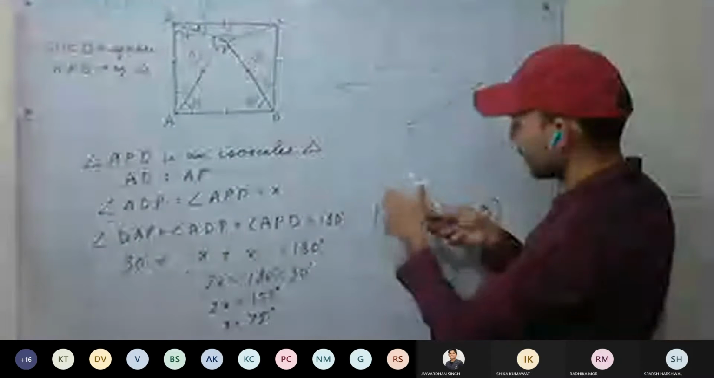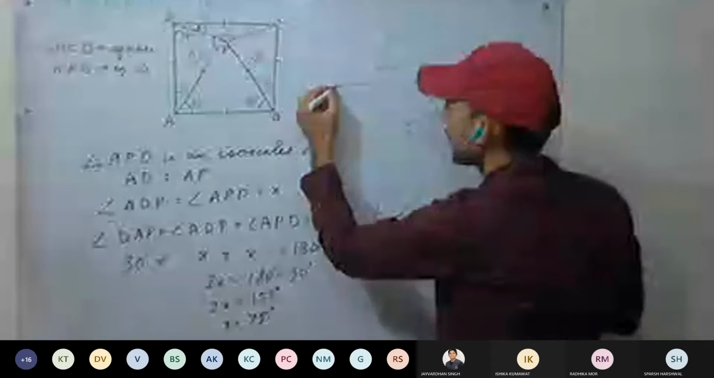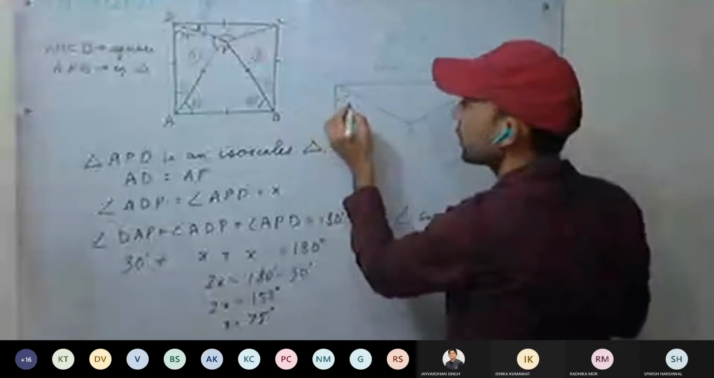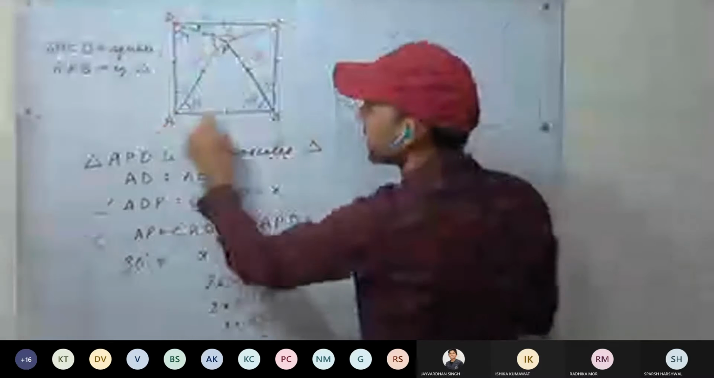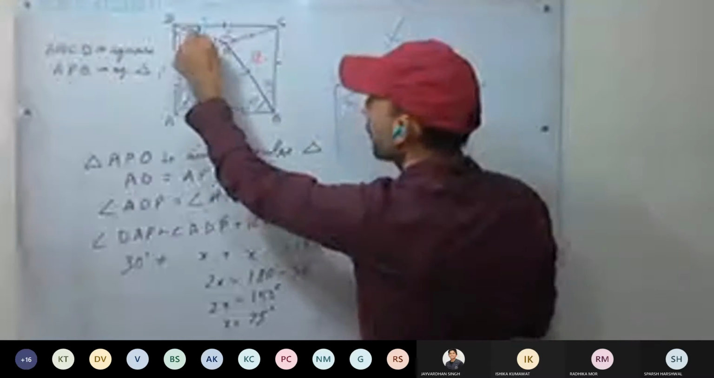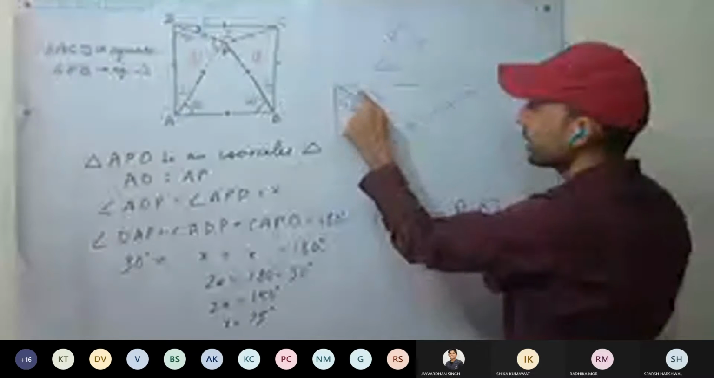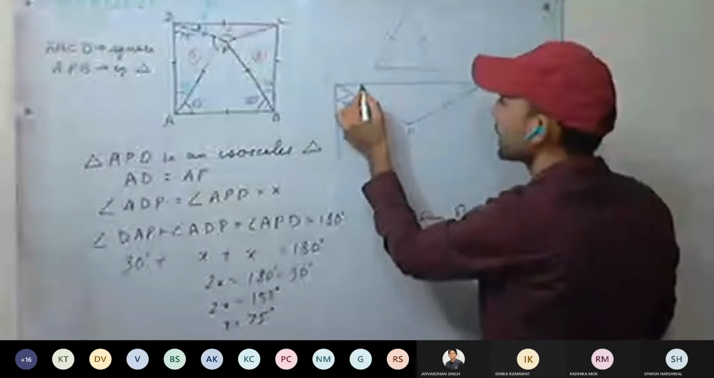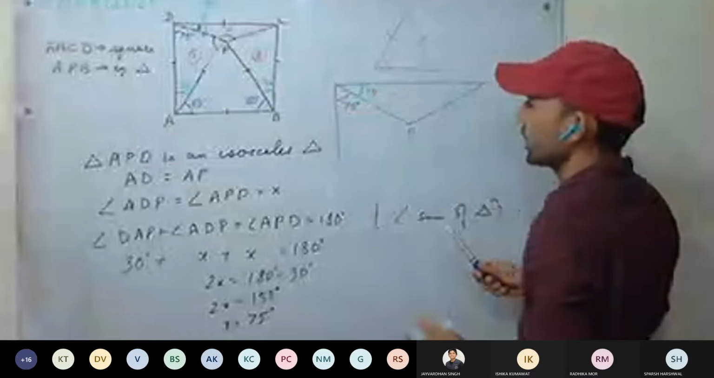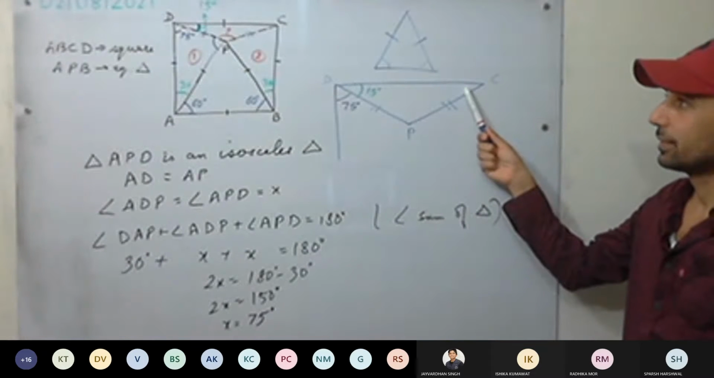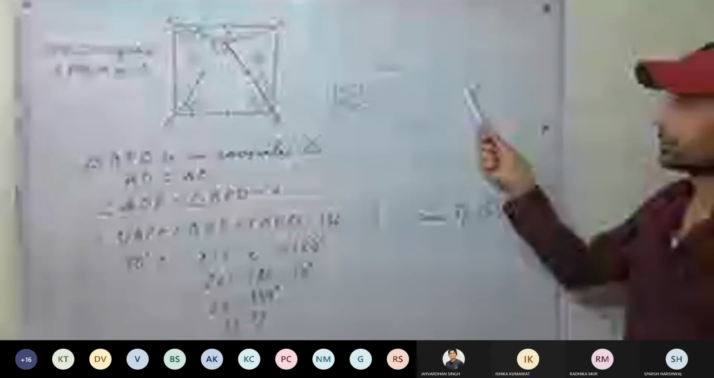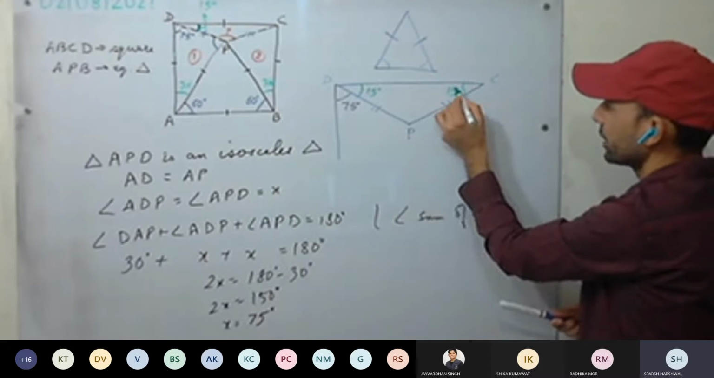You all can see the figure is like this. This angle we have already got as 75 degree. And this is a square, so the whole angle will be 90 degree. 90 minus 75, we are able to get this as 15 degree. Okay, this is 15 degree. How much will this angle be? 15. Sir, 15. 15 degree.